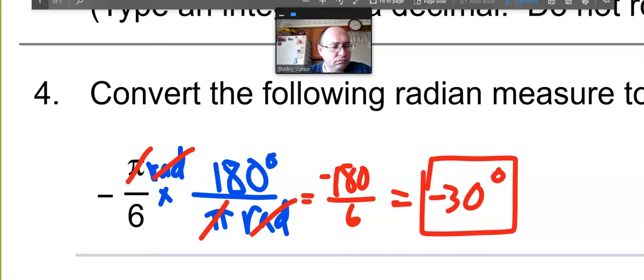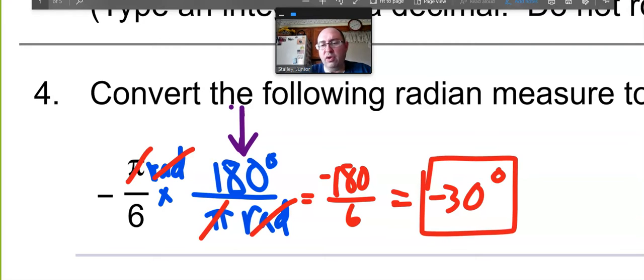Now, what if you're going from radians back to degrees? Well, then you multiply by 180 over pi, right? Instead of pi over 180. This time, the pi's will cancel, the radians will cancel, and that leaves me 180. I should say negative 180 over 6. And then I just reduce that.